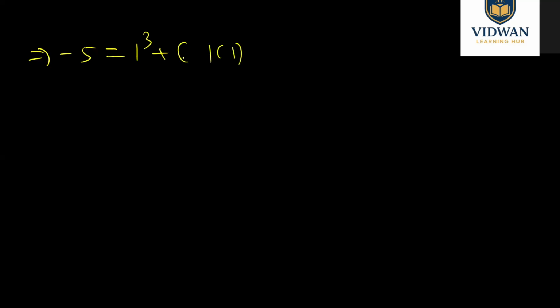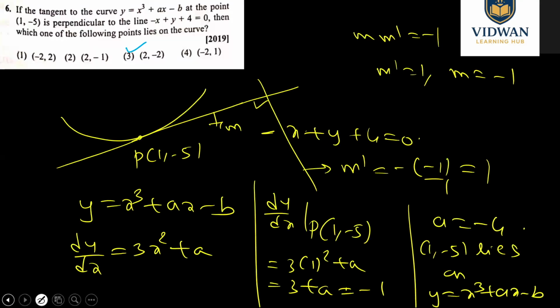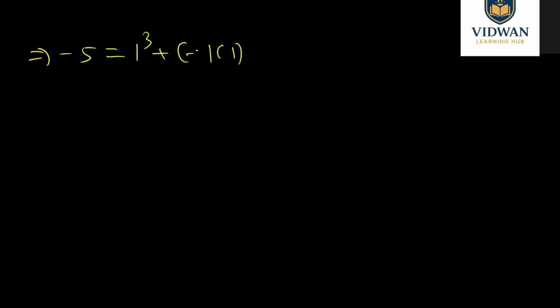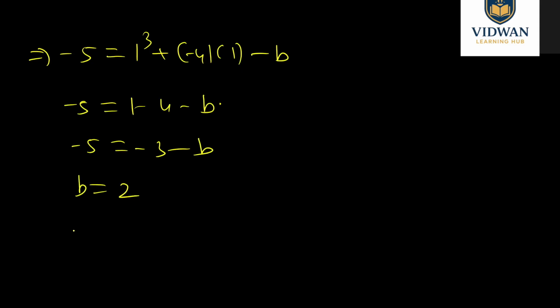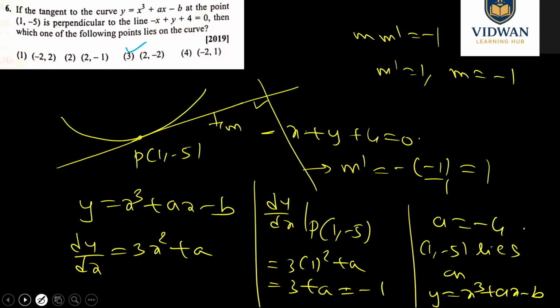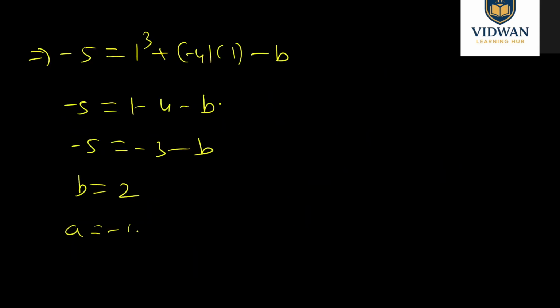So what is the value of a you got? -4. And you also have minus b. So from here, -5 is equal to 1 minus 4 minus b. -5 equal to -3 minus b. So b will be equal to 2. So therefore, we got a value as -4, b value as 2.